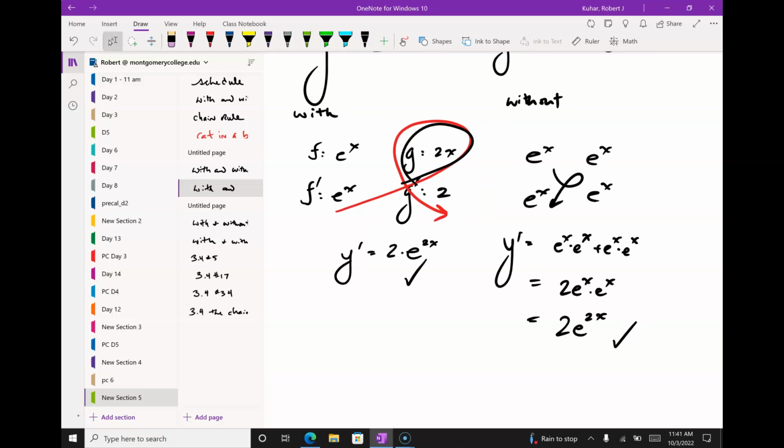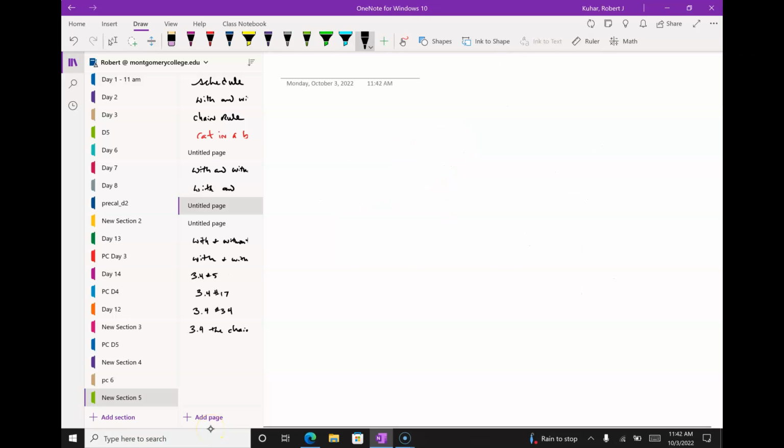Let's move right to a tough one. I like 3.4, number 17.